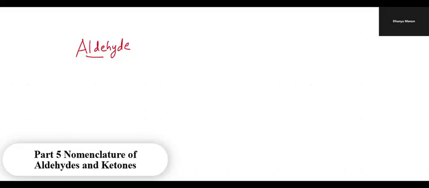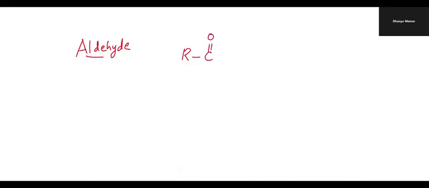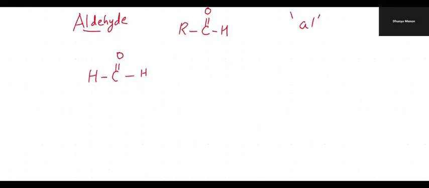The next functional group that we will be learning about is aldehyde, okay? And it has a structure RCOH, okay? And the secondary suffix that we use is al, okay? And if I have RCOH and this is the simplest aldehyde and there's only one carbon atom, so methane, 1-al.